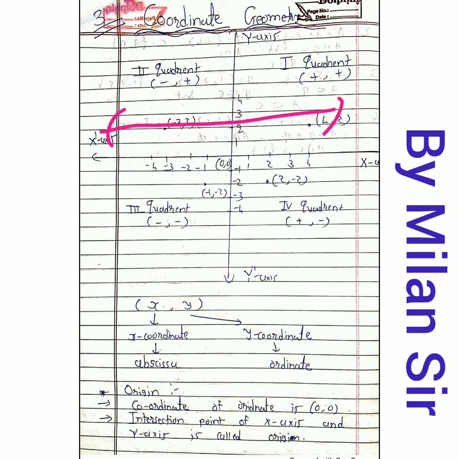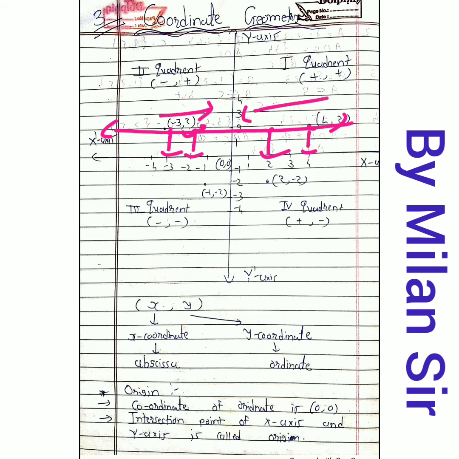If we draw a line here, parallel to the x-axis, then again y equals 2, a constant number for all the points on this line. The x coordinate may vary: here x is 4, here 2, here -2, here -3, but the y coordinate is the same, 2. So if we draw a line parallel to the x-axis, then the y coordinate is constant.